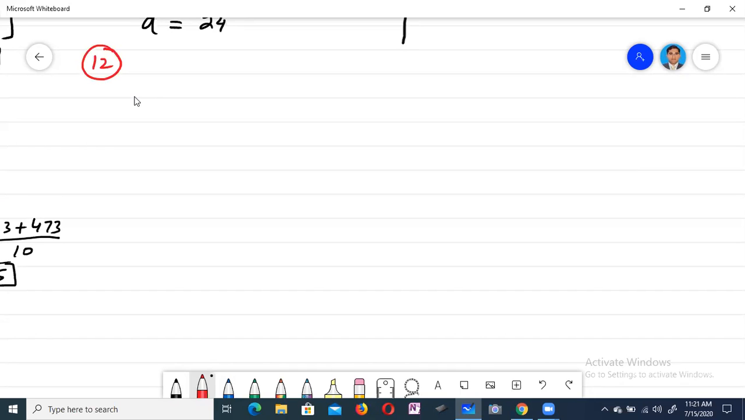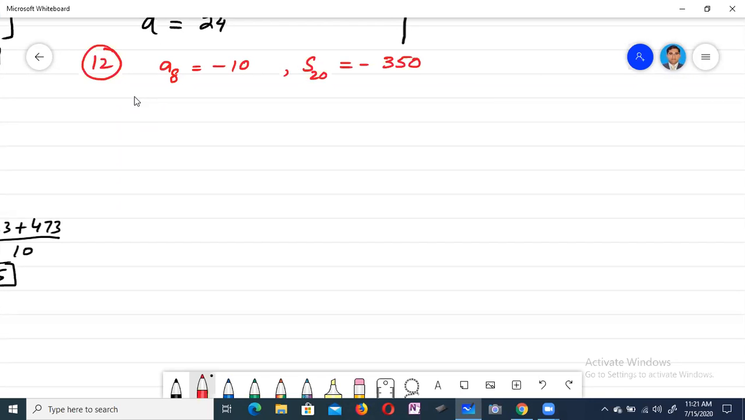In question number 12, the eighth term of an arithmetic progression is minus 10. Eighth term of arithmetic progression, we can write A8, that is minus 10. And the sum of first 20 terms is minus 350. Sum of 20 terms will be S20, that is minus 350.